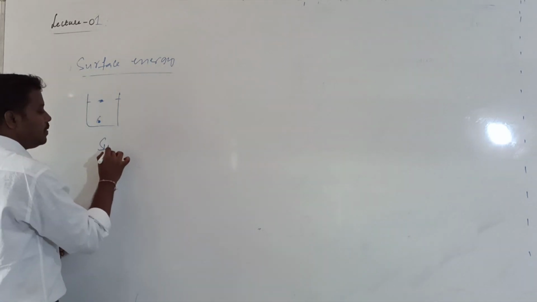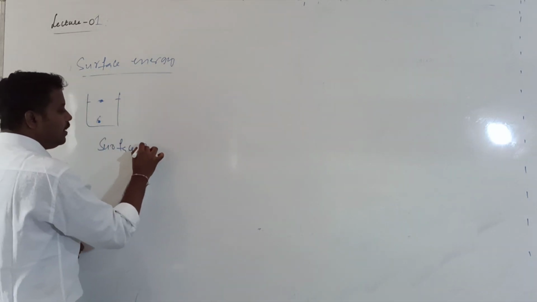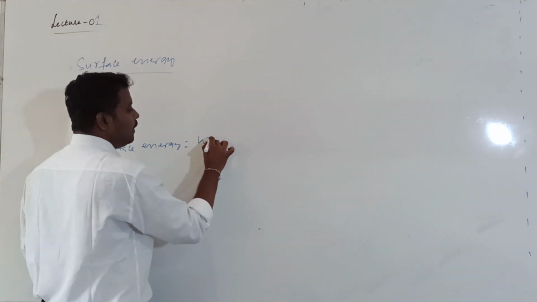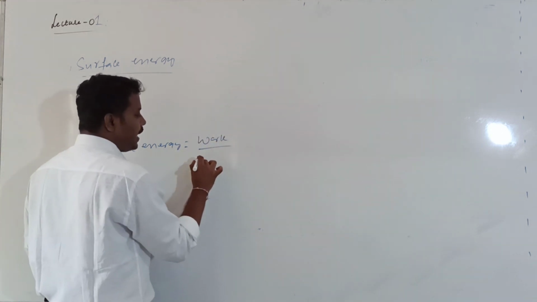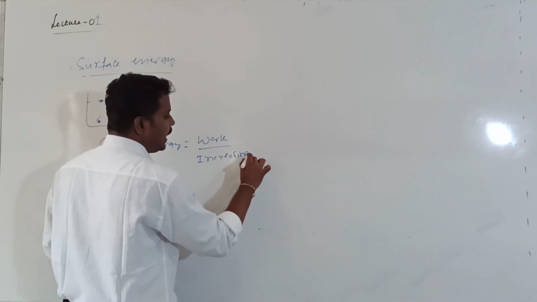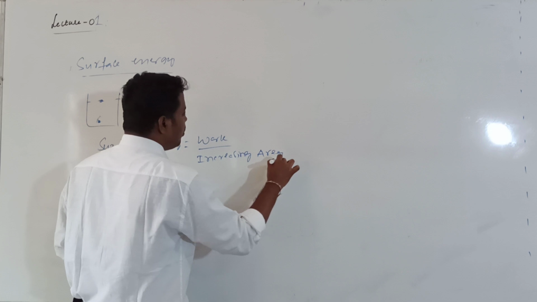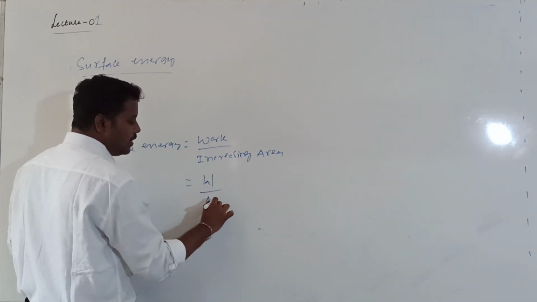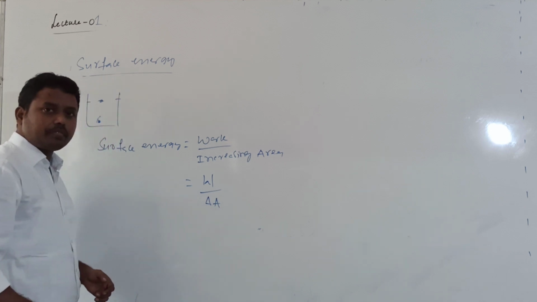So what is the definition? Surface energy is numerically equal to the work done for increasing the area: work done divided by the increase in area. It can be written as W divided by the increase in area, delta A.